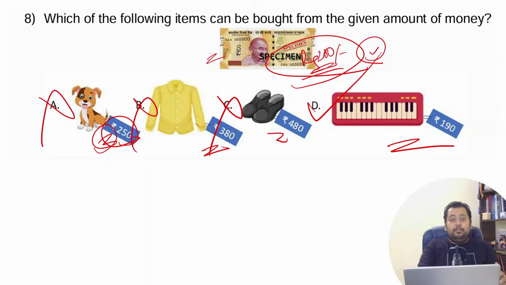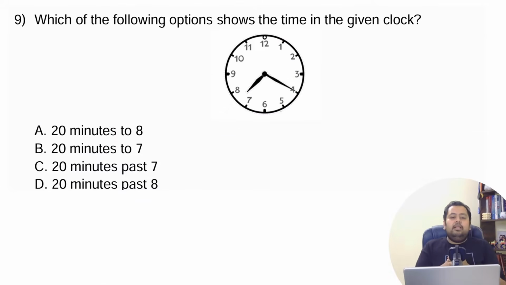Hope you got it correct. If you did, give yourself a star. And now we move to question number 9. Which of the following options shows the time in the given clock? So you see some time that has been given over here, and you have to find out which option is correct. Is it 20 minutes to 8?